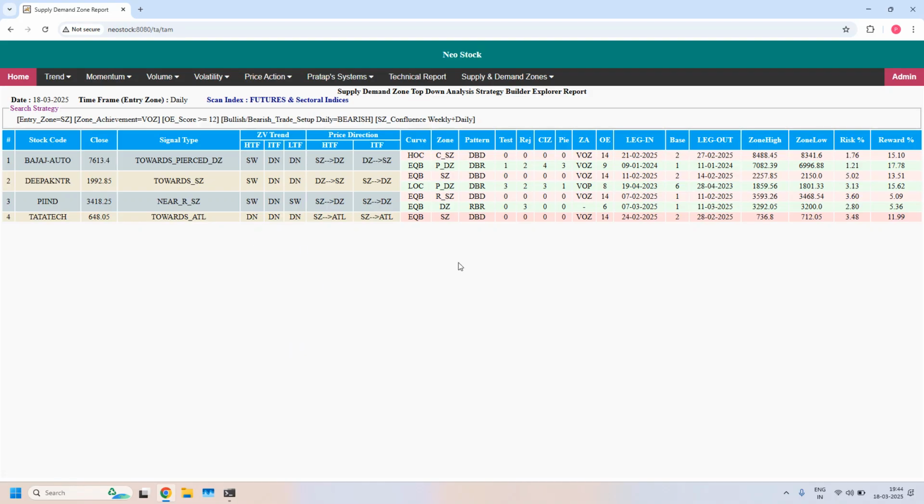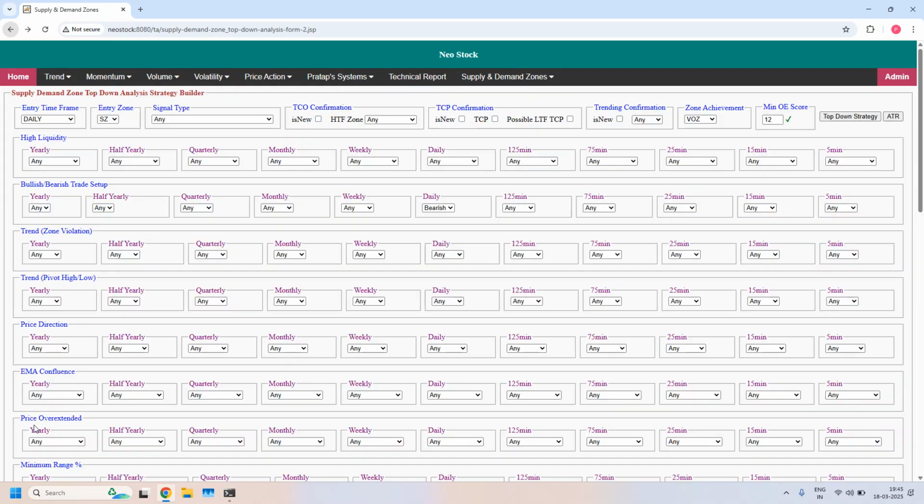That means in all these 4 stocks, these daily supply zones are overlapped with weekly supply zones. And the weekly trend is a downtrend in all these stocks, bearish trade setup. So that's why if weekly supply zone having weekly EMA confluence, because the daily supply zone is part of weekly supply zone. So that's why we will look into weekly supply zone having weekly EMA confluence.